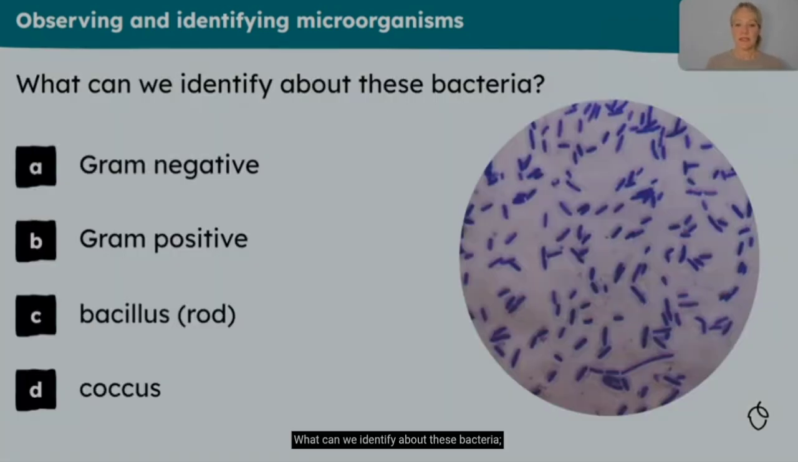What can we identify about these bacteria? A, Gram negative. B, Gram positive. C, bacillus or rod. D, coccus or sphere. I'll give you a moment to think about it, but if you need more time, please pause the video.